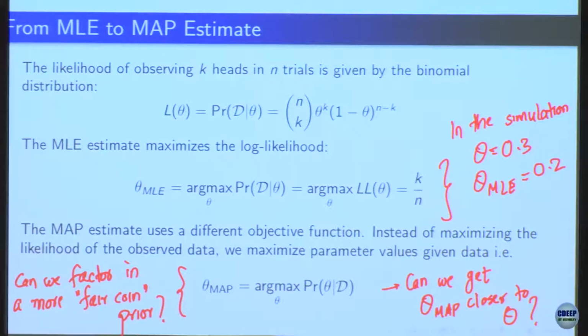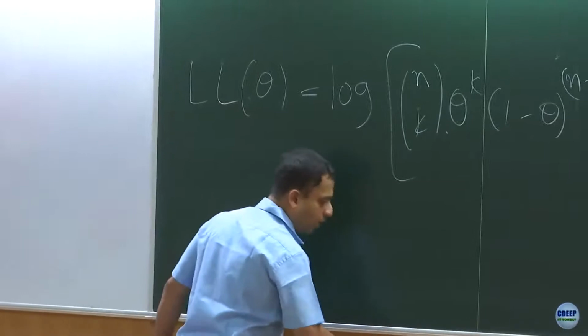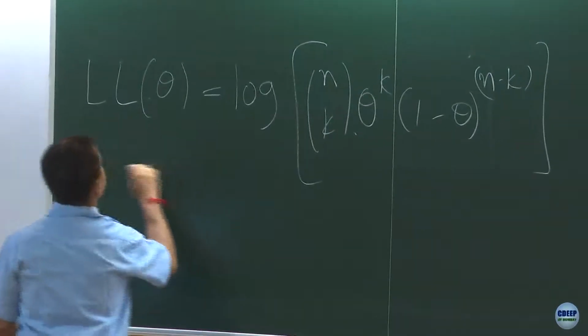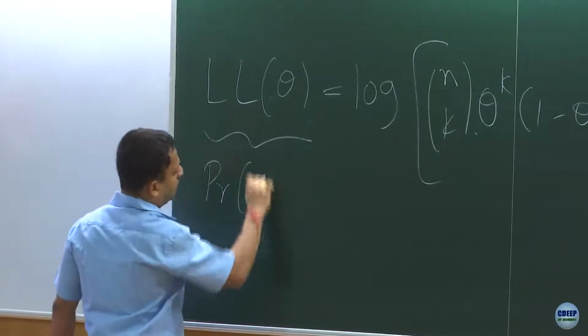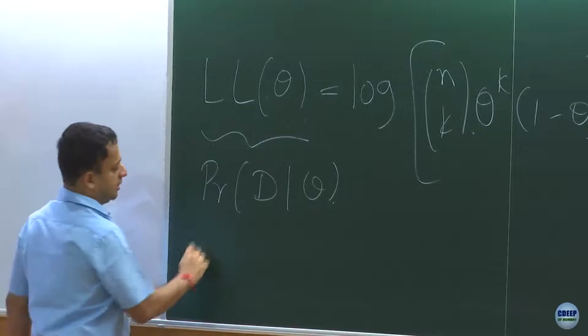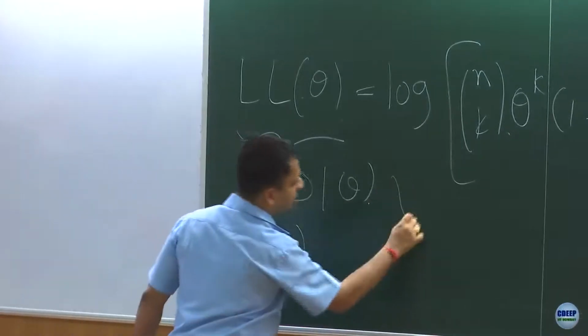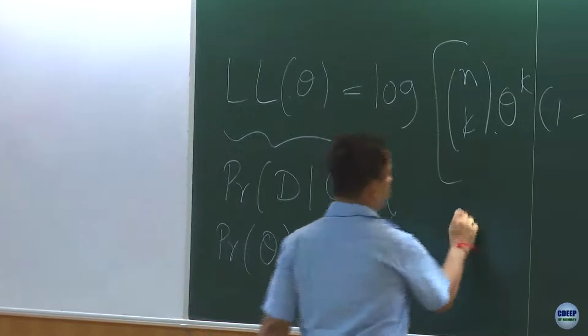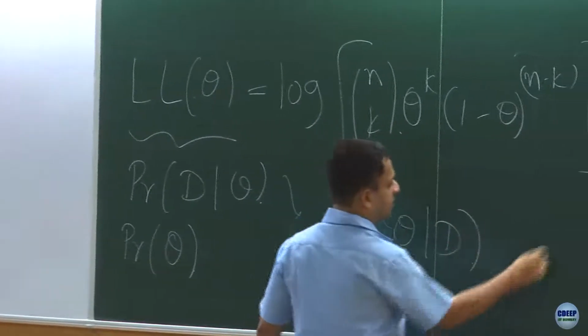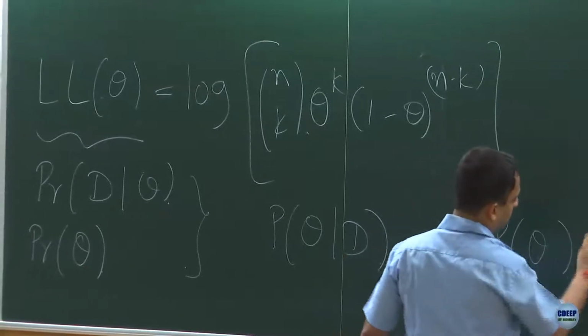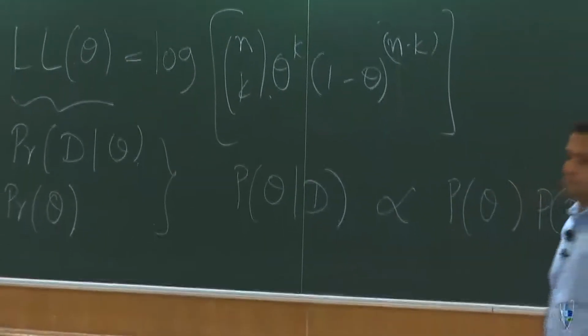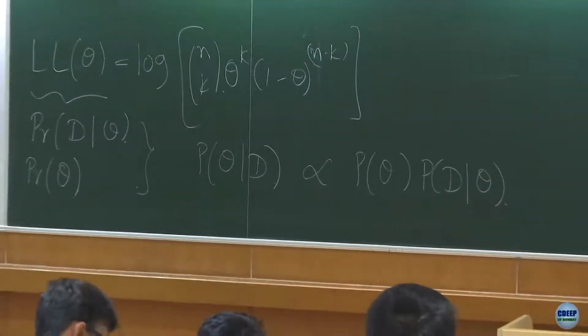Can we factor in a more fair coin prior? So what theta MAP does is it says, well, there is a posterior distribution on theta after you have observed the data. Likelihood, recall, was all about modeling your observation. We also call this the probability of data given theta. Now we are saying, let us try and model a p of theta, and when you combine the two, you can get probability of theta given the data, the posterior, which we know is proportional to p of theta and p of data given theta. This is where we concluded in the last class.